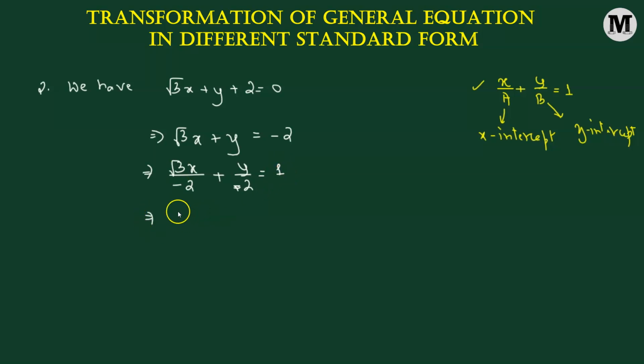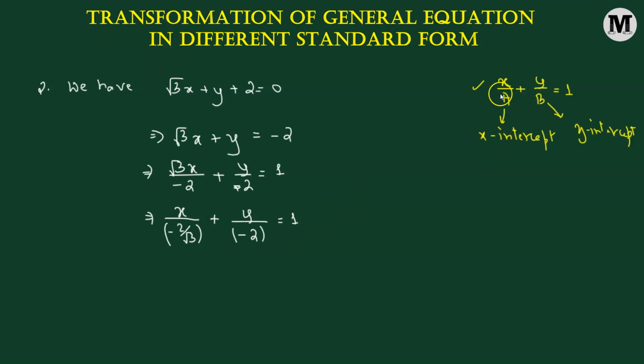Okay, now take the first term for instance. Here we're going to divide each of the numerator and the denominator by square root of 3 such that we get negative 2 over square root of 3 in the denominator. This is going to get added to y divided by negative 2, which is the denominator, and this is going to be equal to 1.